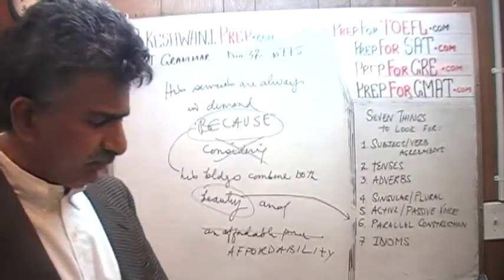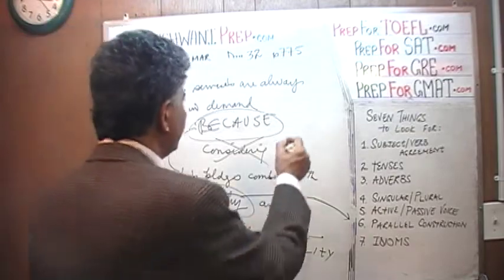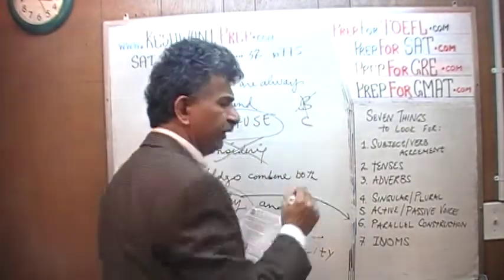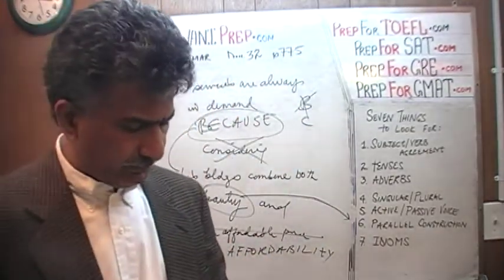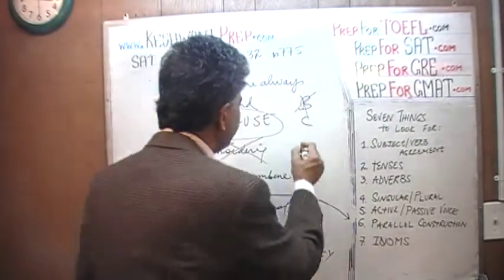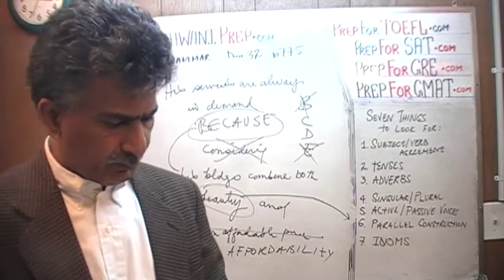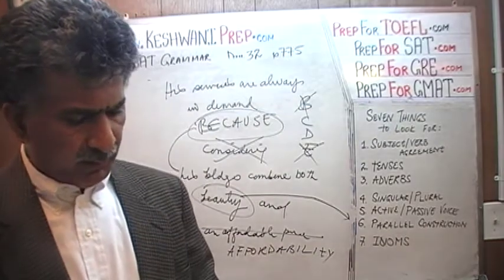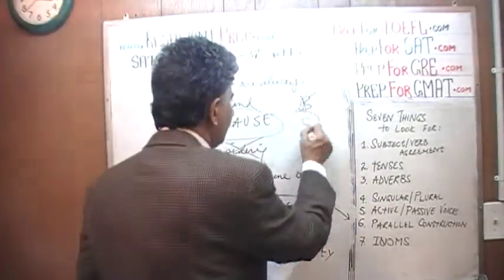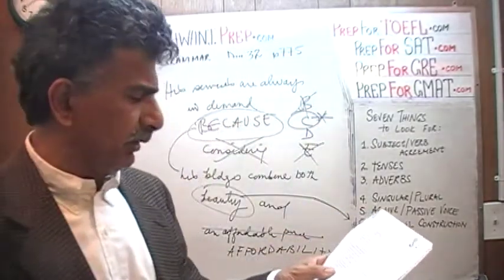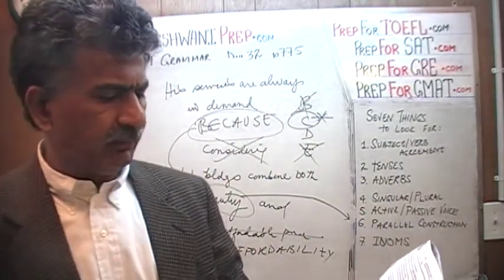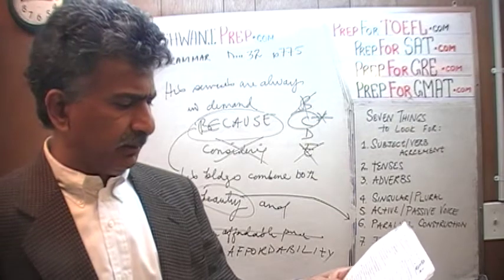Let's see what B says. B starts out with the word considering. That's no good. It has to start out with the word because. And E starts out with being. That's no good. So E is gone. It's either C or D. C says because his building combined beauty and affordability. There you go. And D goes on and on forever for two lines. I'm not even going to bother reading it. It's just too silly.